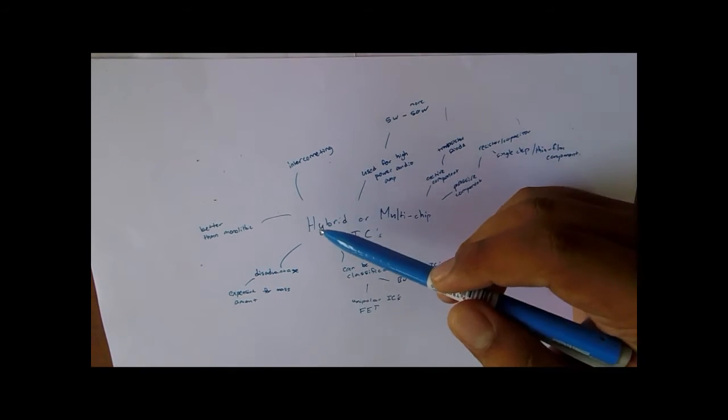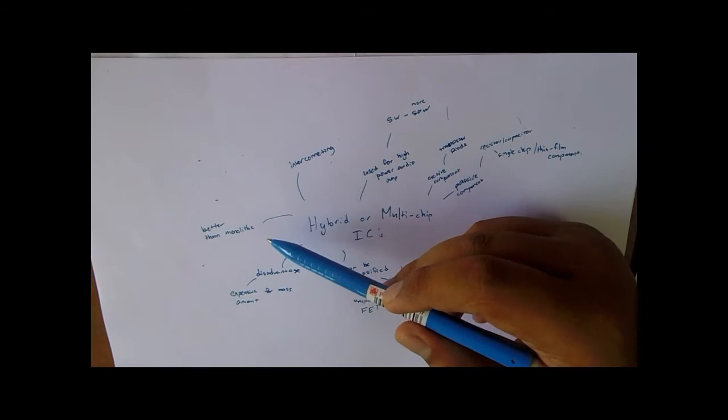After that, hybrid or multi-chip integrated circuits. They are known to provide better performance than monolithic ICs, although the process is too expensive for mass production. But for small quantity production, it is economical and is more often used as a prototype for monolithic ICs.